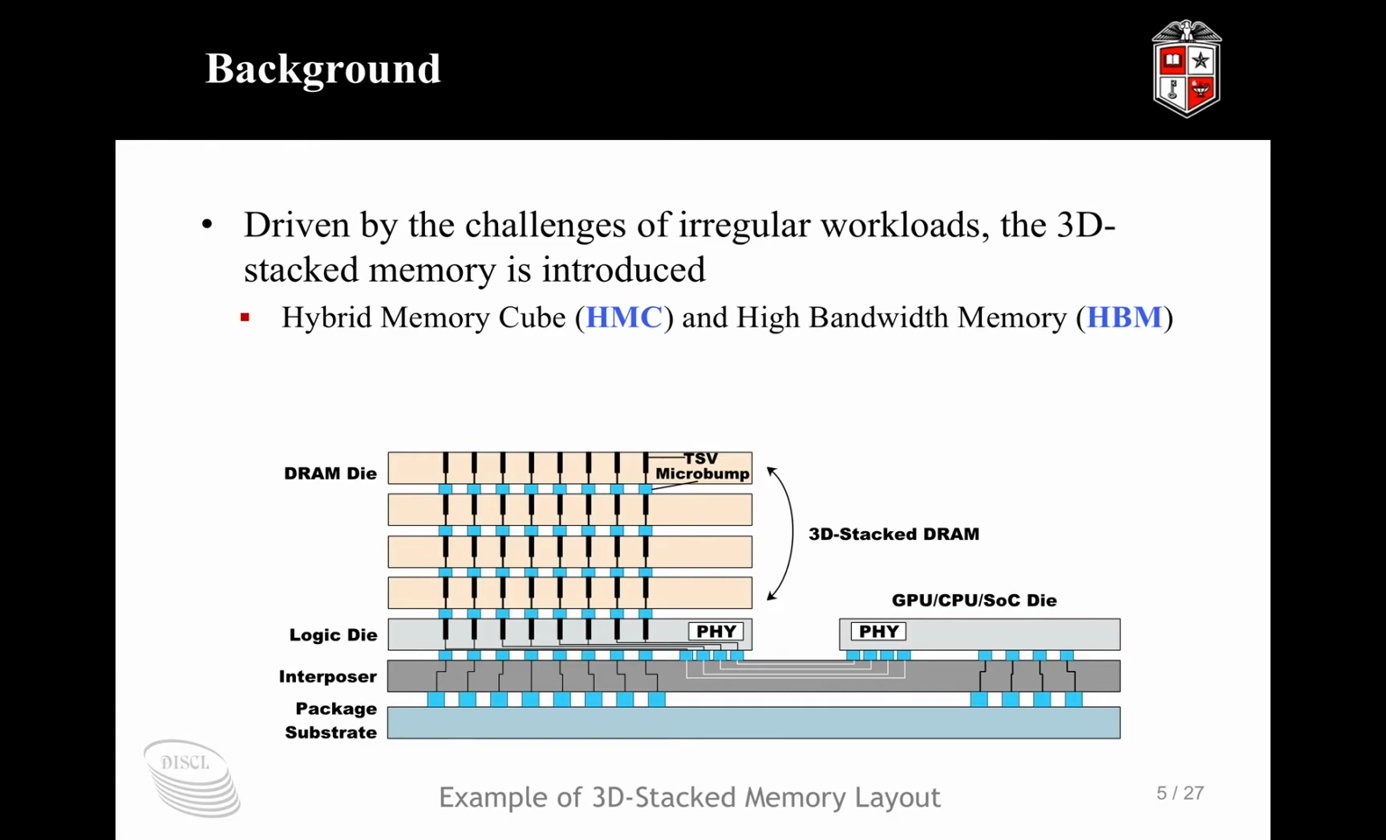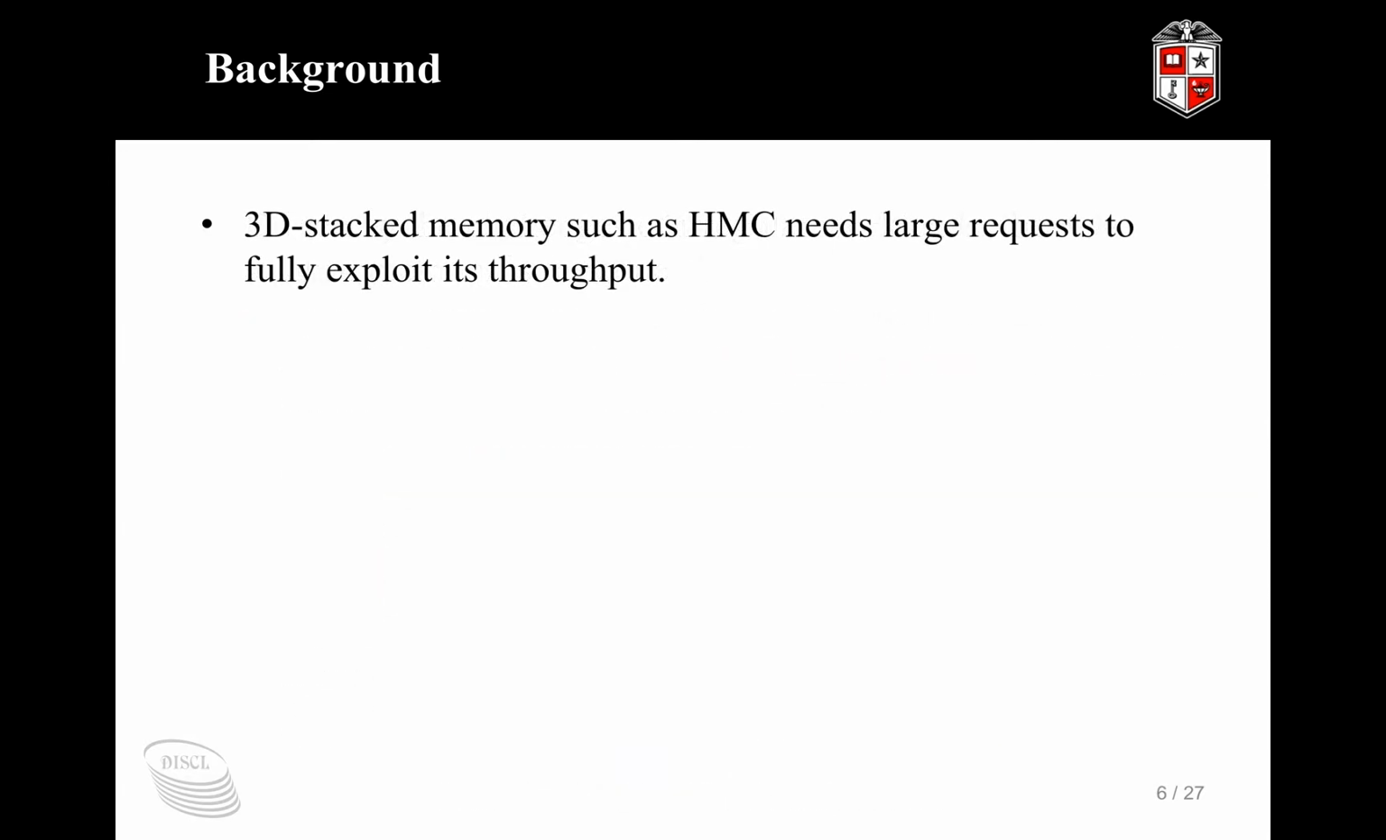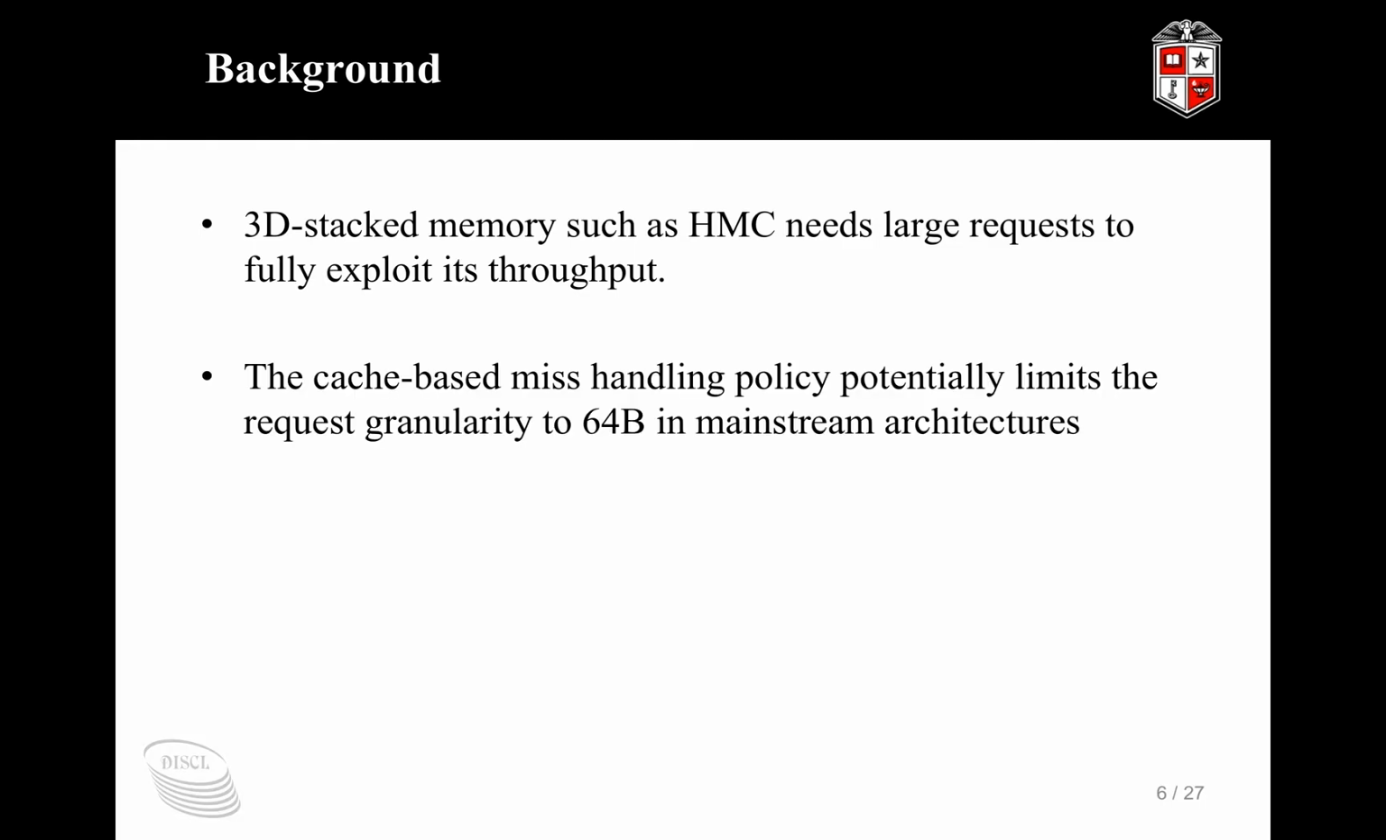Some well-known products we can find on the market are the HMC from Micron and the HBM from Intel. A single HMC device can provide up to 320 gigabytes per second, which is a 15 times performance improvement compared to the traditional DDR3. In 3D stacked memory, they require, or let's say desire, large requests to fully exploit its throughput. However, the cache-based miss handling policy potentially limits the request granularity to the 64-byte request in mainstream architectures.